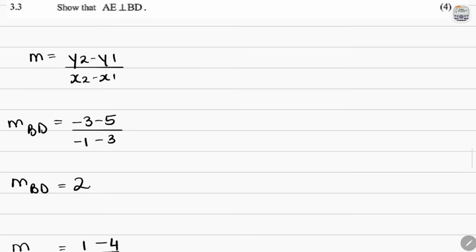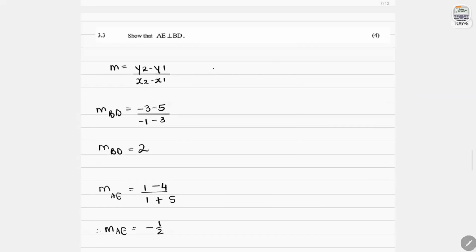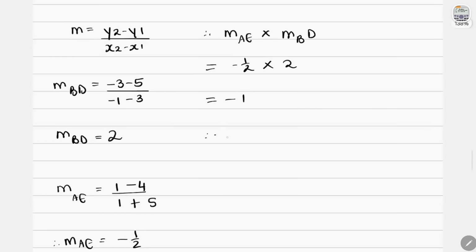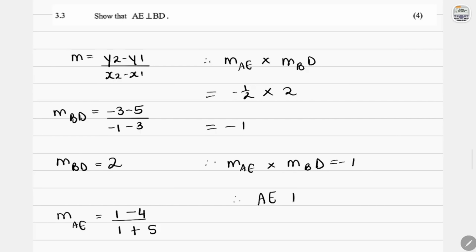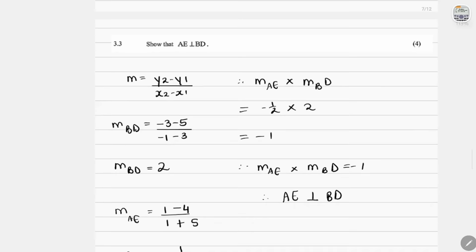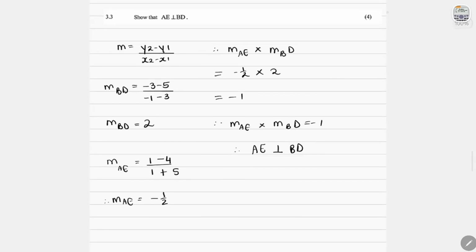Okay, so now all we have to do is show that these gradients will multiply to become -1. So if you take the gradient of AE and multiply by the gradient of BD, what does it give us? That is -1 over 2 multiplied by 2, which indeed gives us -1. Okay, so you can just conclude, because the gradient of AE multiplied by the gradient of BD really gave us -1, this concludes that AE is indeed perpendicular to BD, and that is our answer. Moving on to the next question.